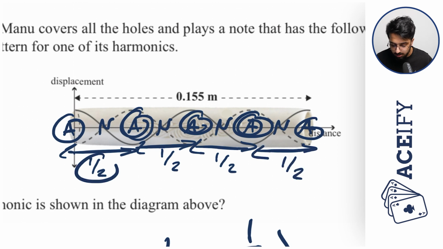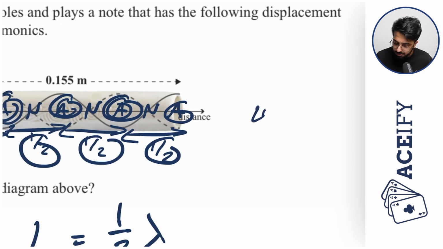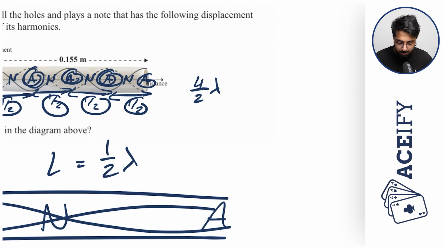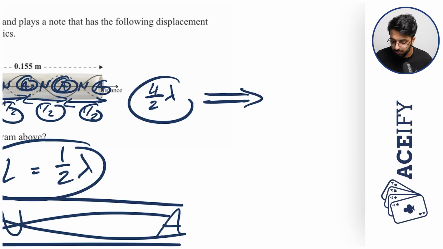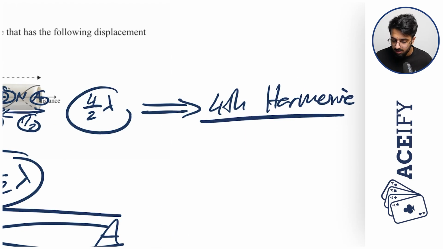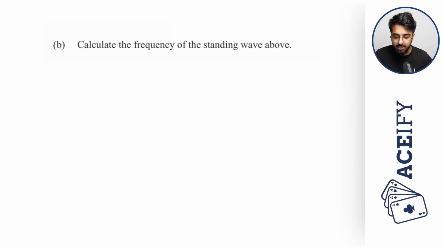And as you can see, we have 1, 2, 3, 4 halves of a wavelength. And so therefore, as our first harmonic is 1/2 of a wavelength, 4 halves of a wavelength is going to be our fourth harmonic. Alright, there we go. Calculate the frequency of the standing wave above.